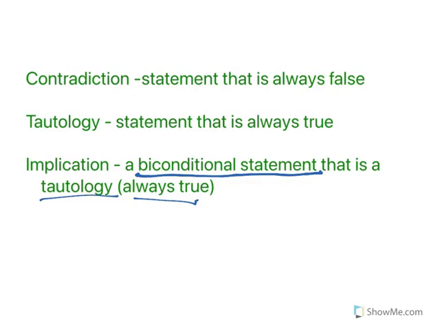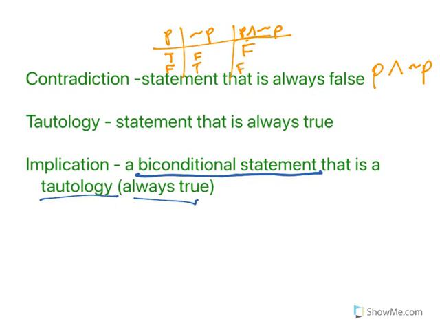In terms of symbols, if we talk about P and not P, think about it in terms of a truth table. P is true, false; not P would be false, true. Remember that with an and, they both must be true. Well, true, false, false, true, these are both false. So if it's always false, that's a contradiction.